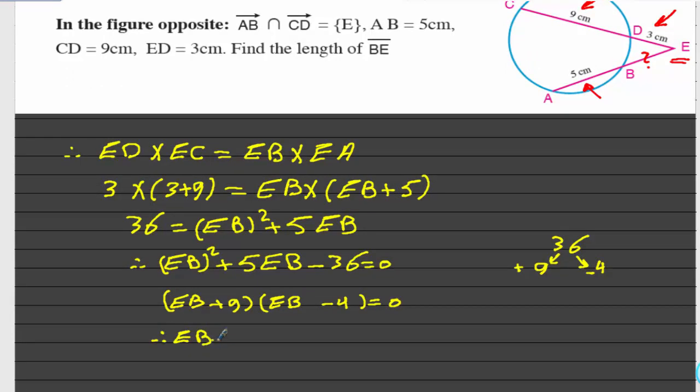EB plus 9 equals 0. It means EB equals negative 9, and this is refused because here the length of EB is negative, so it is refused. Or EB minus 4 equals 0.